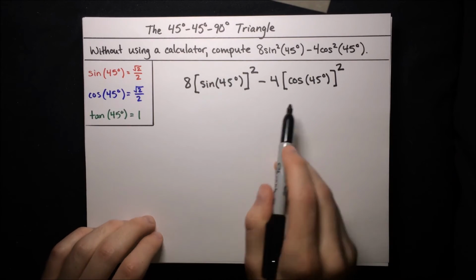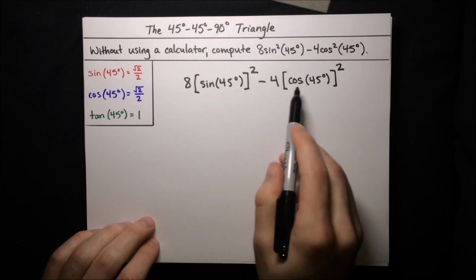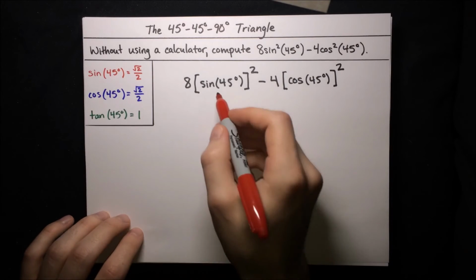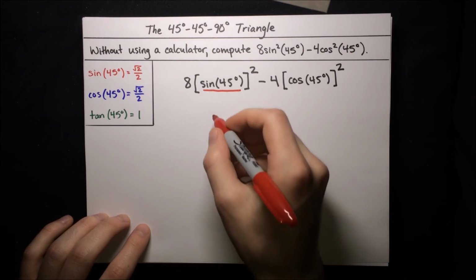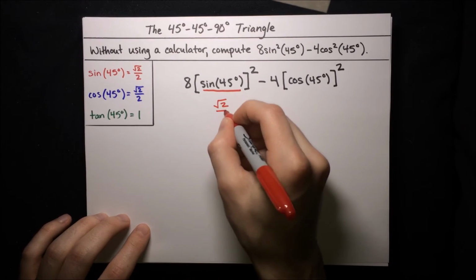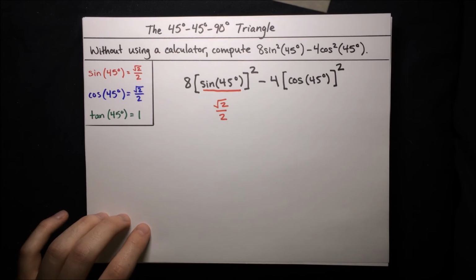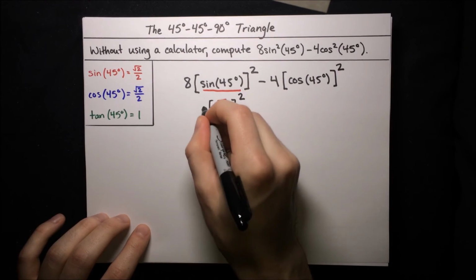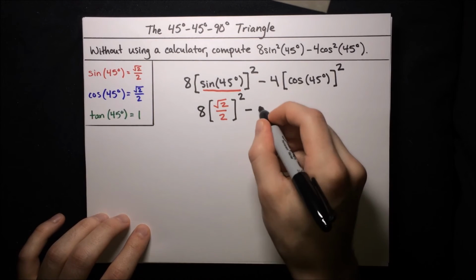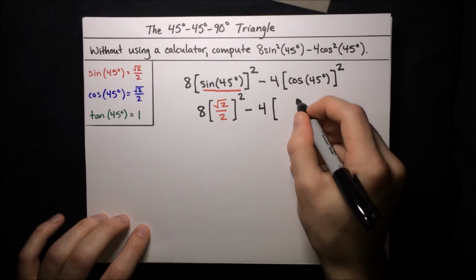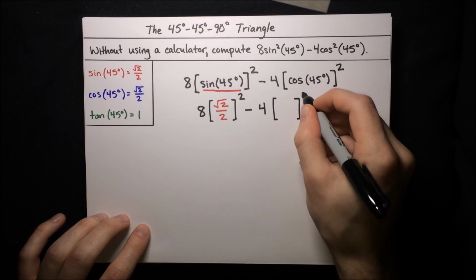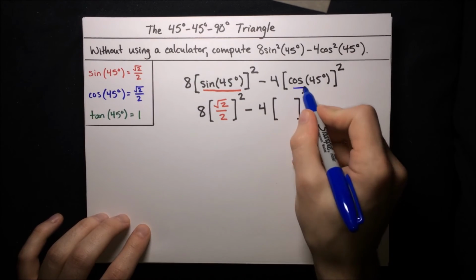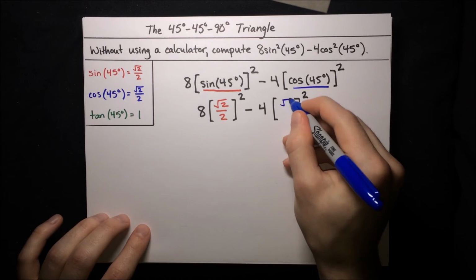So now we can just go ahead and substitute in for sine and cosine of 45 degrees. So first of all, let's substitute in for sine of 45 degrees. That'll be root 2 over 2, and let's keep the rest of that side of the expression. So that is going to be squared and then multiplied by 8, then minus 4 times, we'll put the cosine of 45 degrees in here. Also, cosine of 45 degrees is just root 2 over 2.